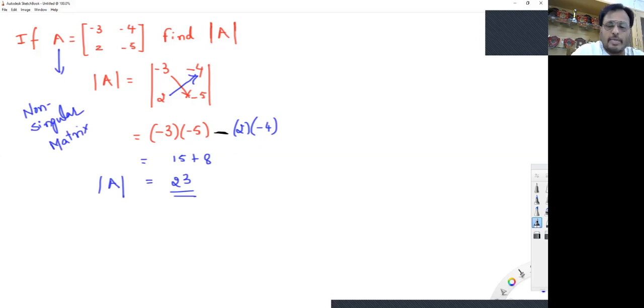Once again, I'm going to give you the definition. A square matrix A is said to be a singular matrix if its determinant is equal to 0. Non-singular matrix means its determinant is not equal to 0. Suppose again, I'm going to take one more example. Suppose B is equal to 1, 6, minus 2 and minus 3. This is the determinant of the B matrix. Find the determinant of the B matrix.